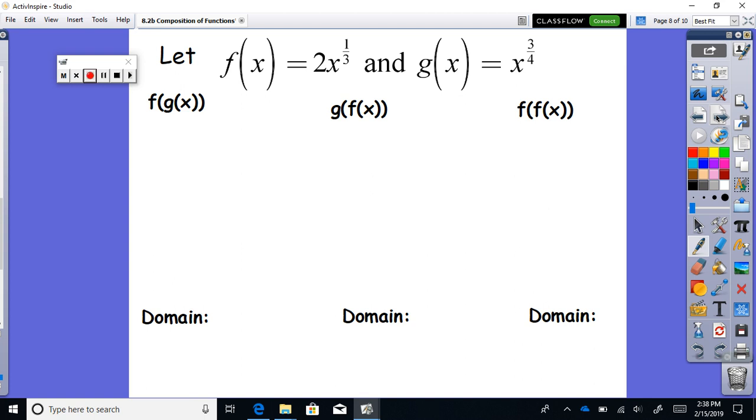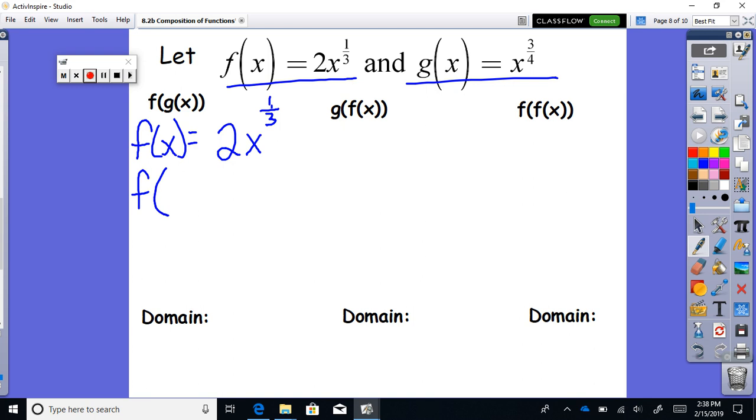So we have f composed of g of x, but these are our new functions. We're using these. So f's on the outside, so I start with f. So f of x equals 2x to the 1/3 power. Then g of x is x to the 3/4. So if I'm plugging g of x in here, I'm replacing my x with x to the 3/4. Which means on the right side, wherever I have an x, I had an x to the 1/3. So now where this x was, I'm going to put x to the 3/4.